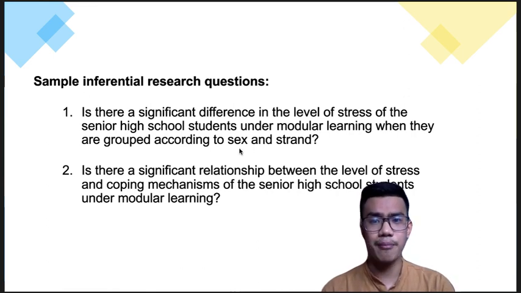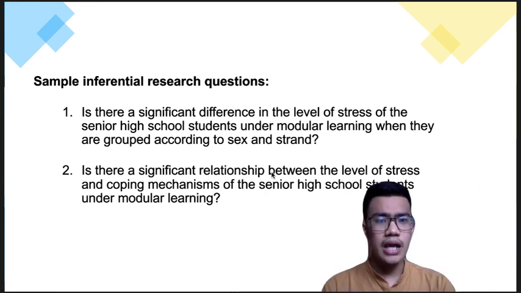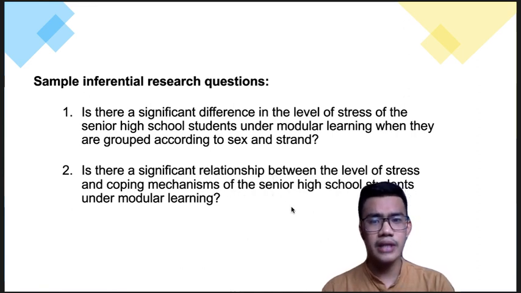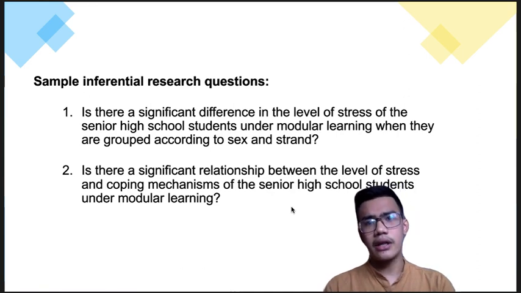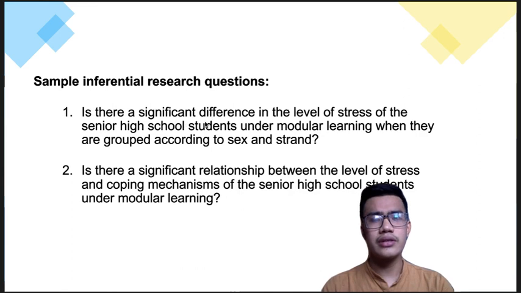Next, another example, this time significant relationship. Is there a significant relationship between the level of stress and coping mechanisms of the senior high school students under modular learning? So take a look at this. In inferential research question number 1, we test for significant difference. When we test for significant difference, there are two or more variables concerned.